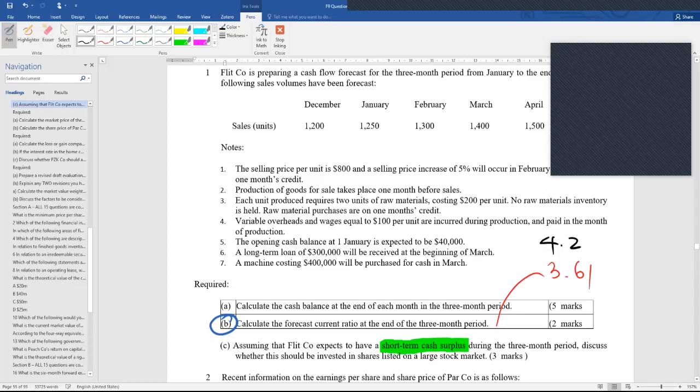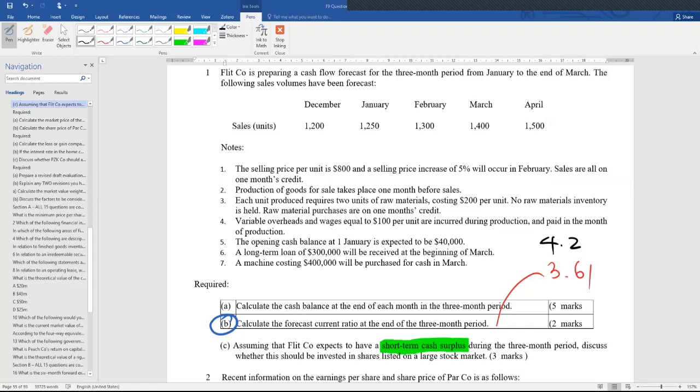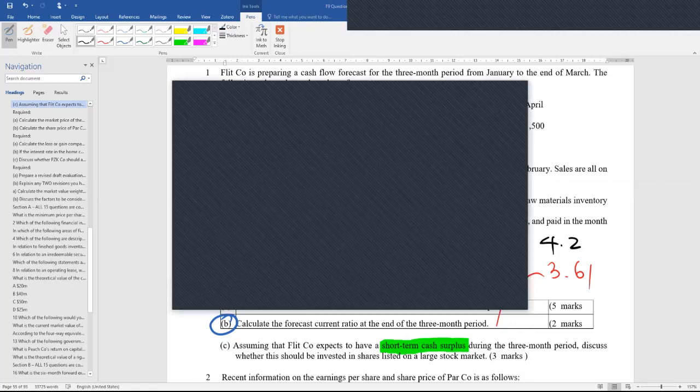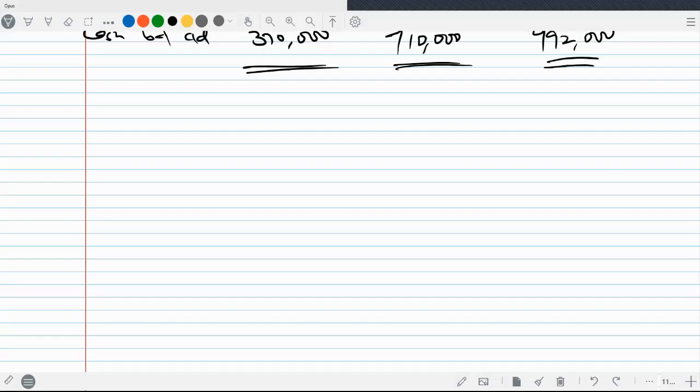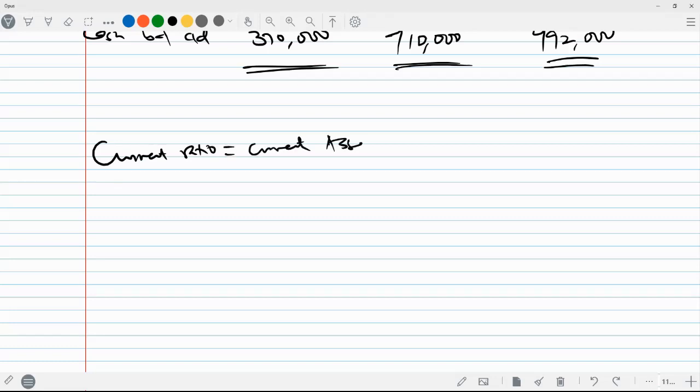Okay, I guess we can attempt to do it together. In this question, we want to get the current ratio at the end of month 3. So let's attempt to do it together. My working area is this. First we have cash flow. Let me just remind you, the current ratio is given as current assets divided by current liabilities.